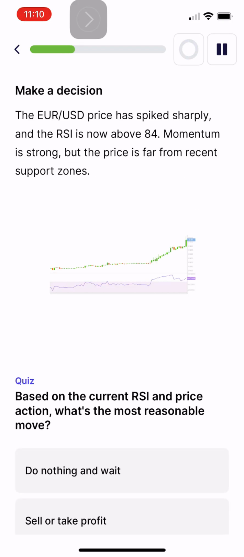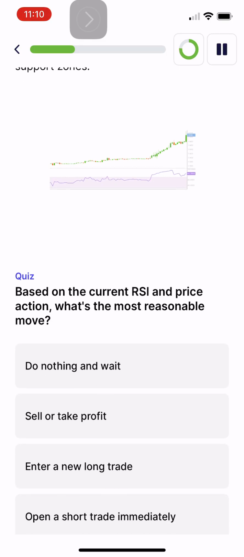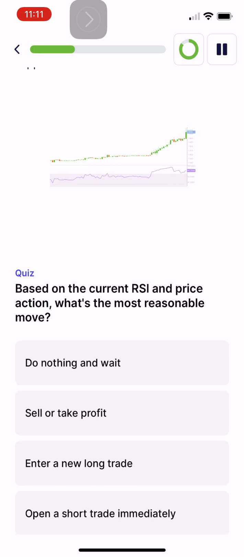Make a decision. The euro-dollar price has spiked sharply, and the RSI is now above 84. Momentum is strong, but the price is far from recent support zones. Based on the current RSI and price action, what's the most reasonable move? Do nothing and wait. Sell or take profit. Enter a new long trade. Open a short trade immediately.